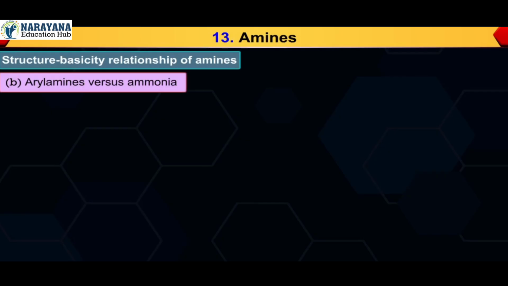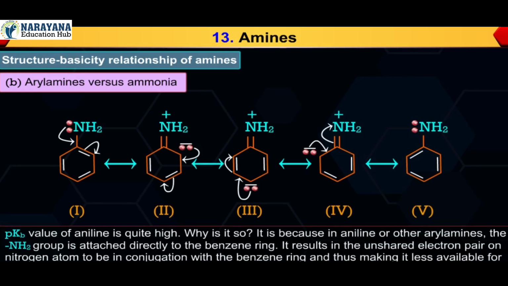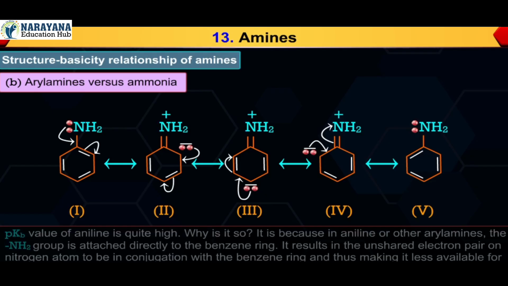B. Aryl amines versus ammonia. The pKb value of aniline is quite high. Why is it so? It is because in aniline or other aryl amines, the amino group is attached directly to the benzene ring. It results in the unshared electron pair on the nitrogen atom being in conjugation with the benzene ring and thus making it less available for protonation.